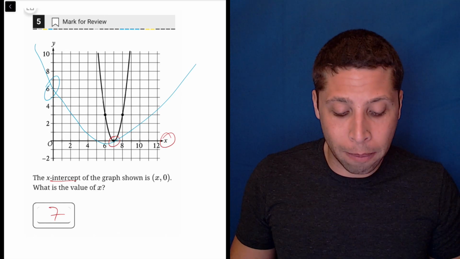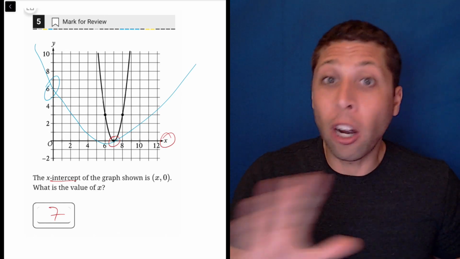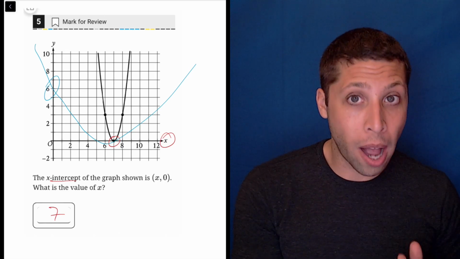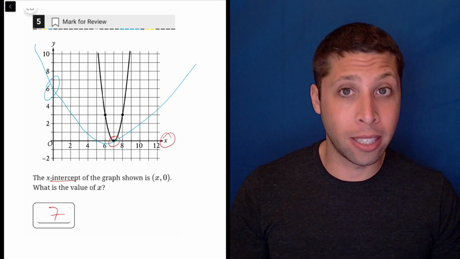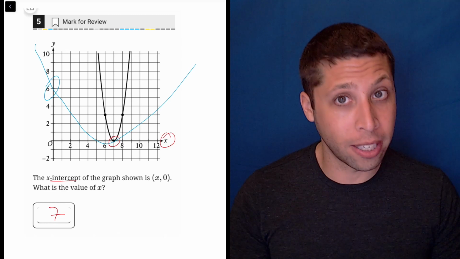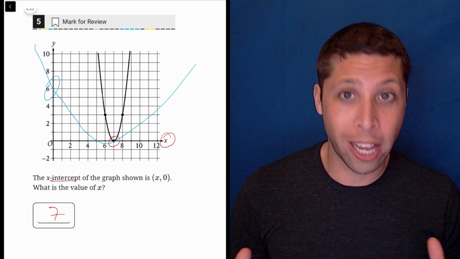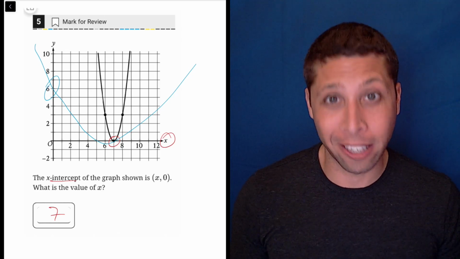parabola. So just overall, regardless of this question, make sure you understand what an x-intercept is, what a y-intercept is. These are fundamental ideas to mathematics, and they come up a lot on the SAT, so we really need to be comfortable finding them on graphs, understanding what they mean, and not confusing them.